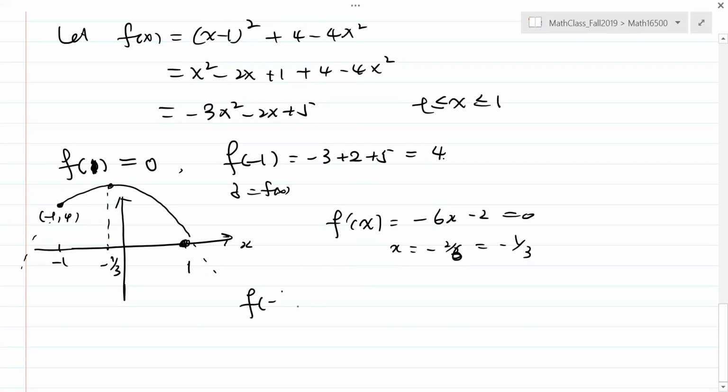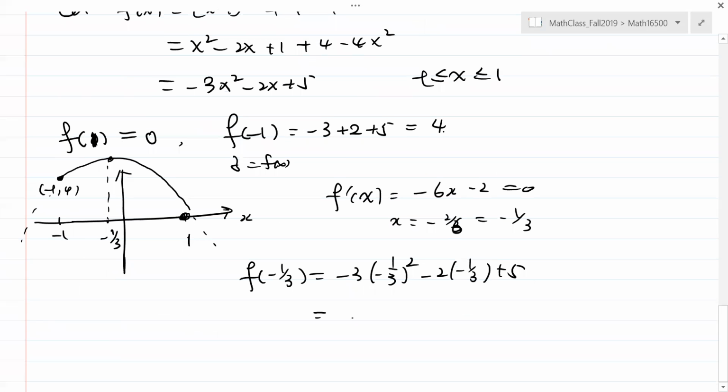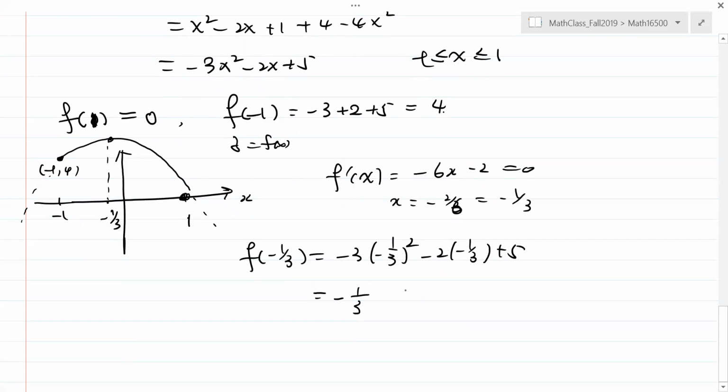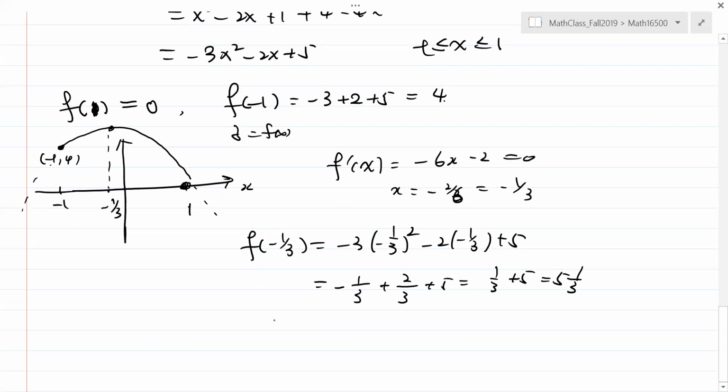f of -1/3 is going to be -3 times (-1/3) squared minus 2 times (-1/3) plus 5. So this is going to be -1/3, 1 over 9 times 3, and that's plus 2/3. So it's 1/3 plus 5, which is larger than 5. You can say simply like this: as this is greater than 5, this is the largest possible value. So clearly, this is the absolute maximum value.